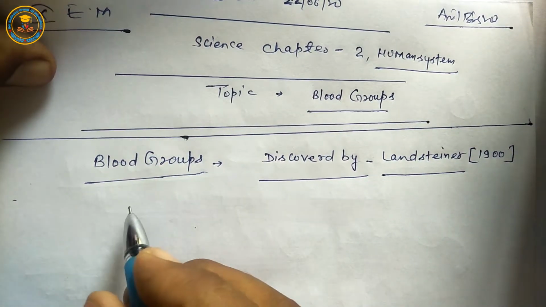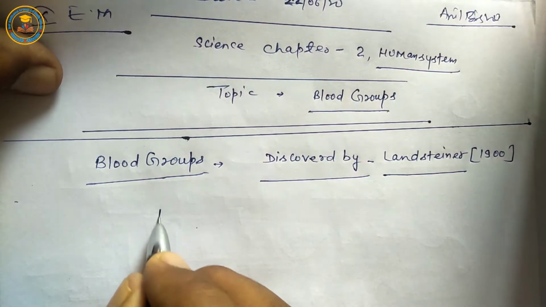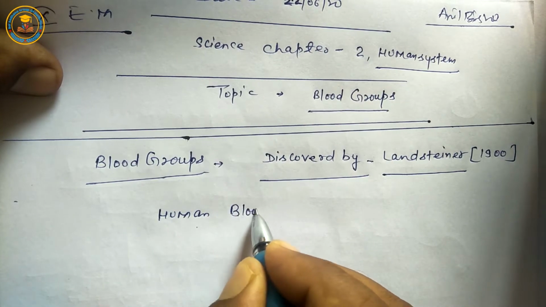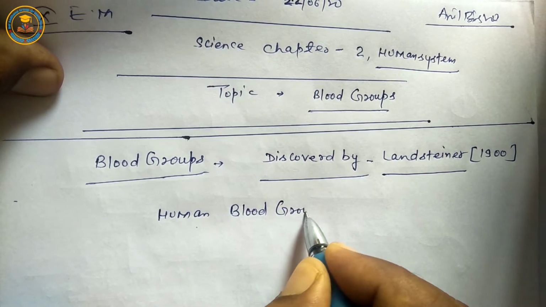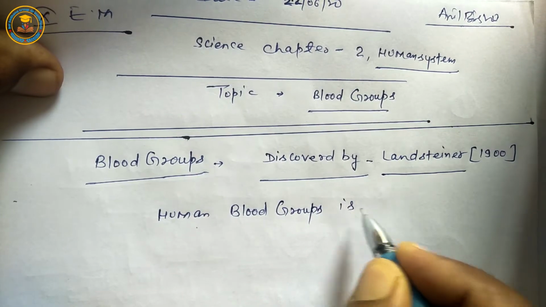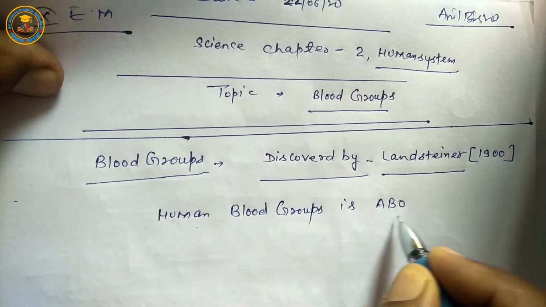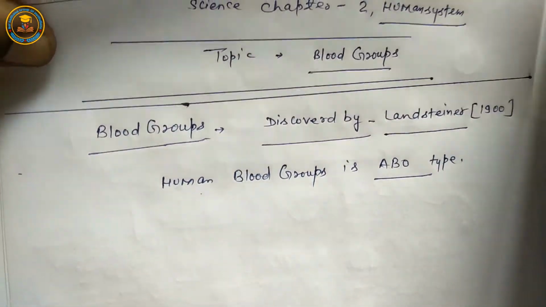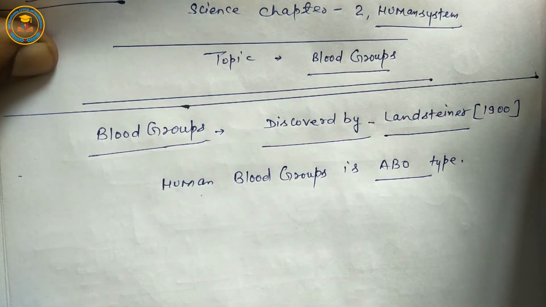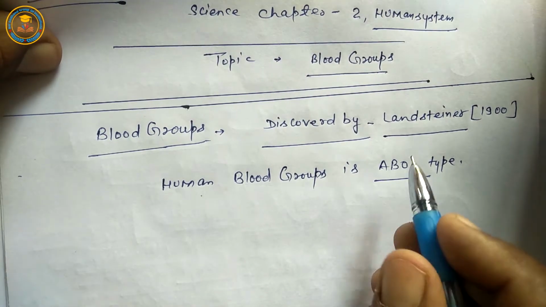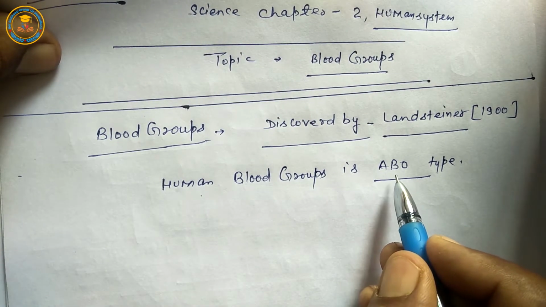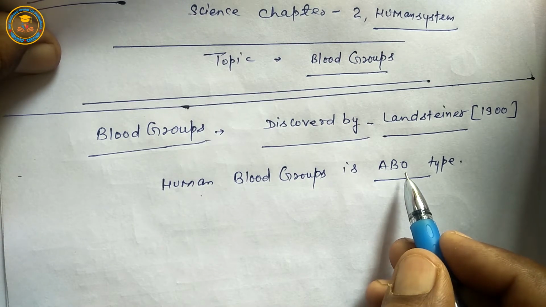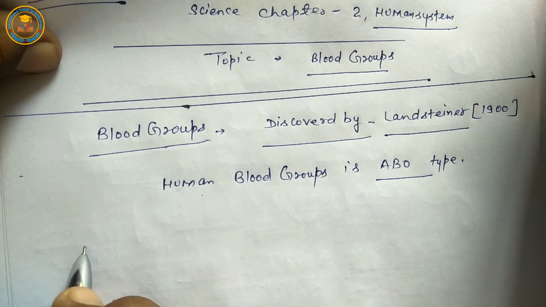Second, human blood group is ABO type. Once again, human blood group is ABO type. ABO means blood group A, blood group B, both A and B, it means blood group AB, and fourth is blood group O.